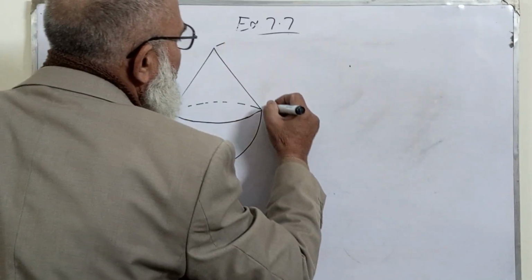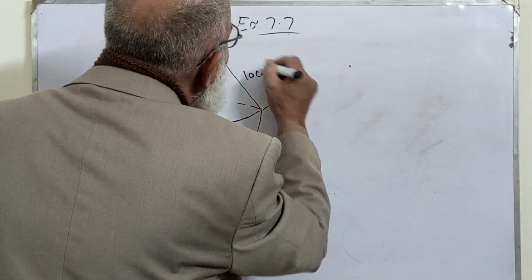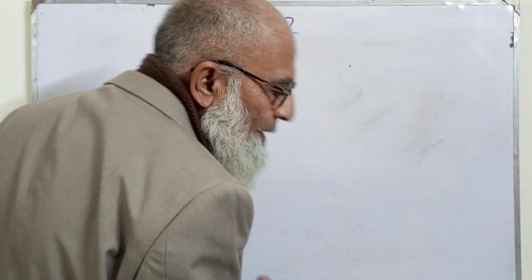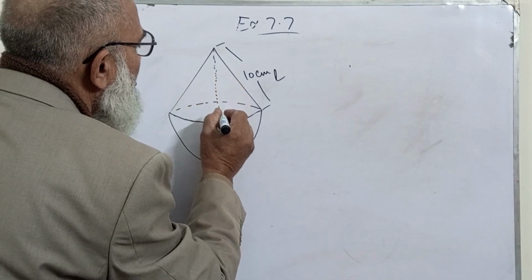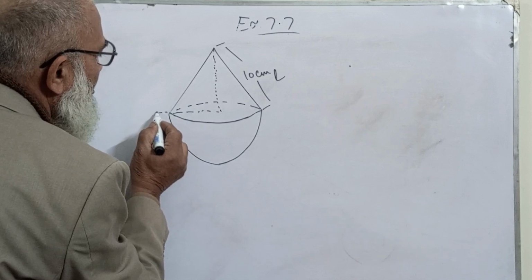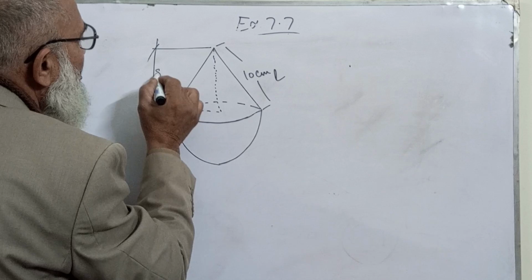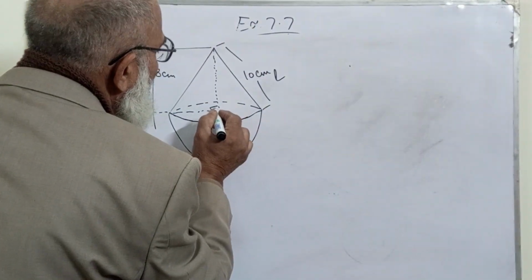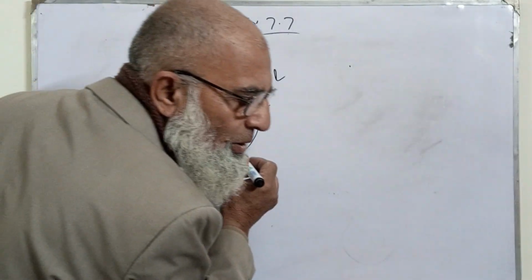Now the slant height is 10 centimeter. This is the slant height which is denoted by l. The perpendicular height is 8 centimeter. Let me make it over here. It is 8 centimeter, and this is also given that this is a perpendicular height, and the radius is how much? 6 centimeter.